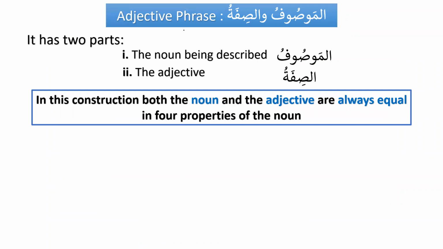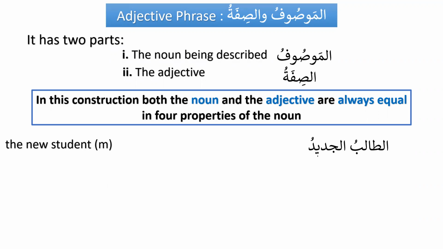So the adjective phrase, al-mawsuf wa sifa, we have already learned that it has two parts. The noun being described is called al-mawsuf, and the adjective is called as-sifa. And we have learned that in this construction, both the noun and the adjective are always equal in four properties of the noun, which we have learned already. So let's see now. For example, when we say the new student, and we refer to the male, we say at-talibu al-jadidu, at-talibu al-jadidu.